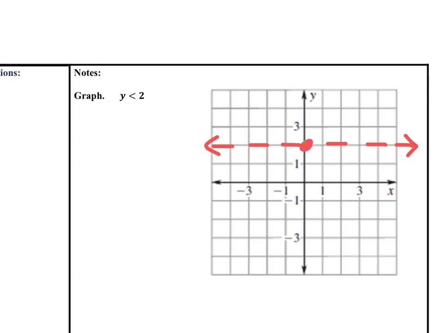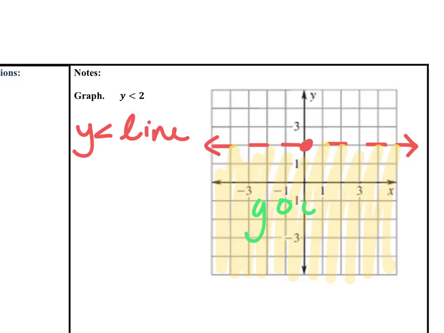It's saying y values less than my line. Read it from left to right. So should I shade up or down? Point. Very good. Yep, shade down. So this part is good. This part up here, bad. Doesn't work, does work.